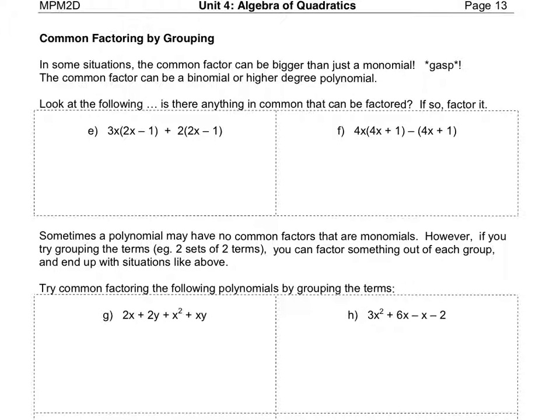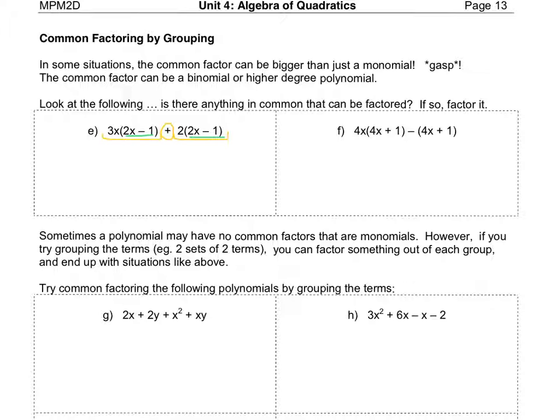So if I look at this section right here, and I have a plus sign, so this first section is all attached through multiplication. I have a 3x multiplying the 2x take away 1. And then I have a plus sign separating it from the next part, which is a 2 times a 2x minus 1. If you notice, we have something in common. Both of these parts have a 2x minus 1. So that is our common factor.